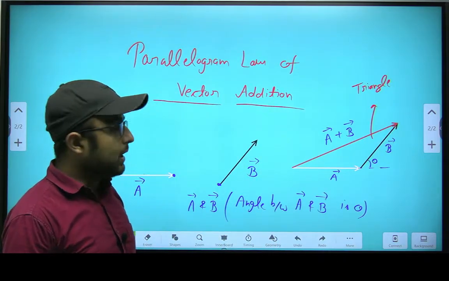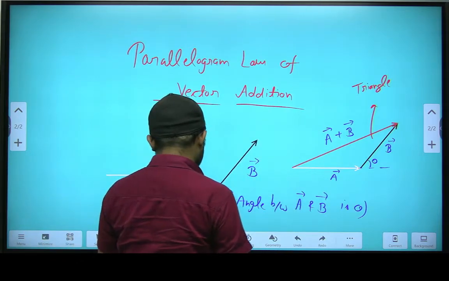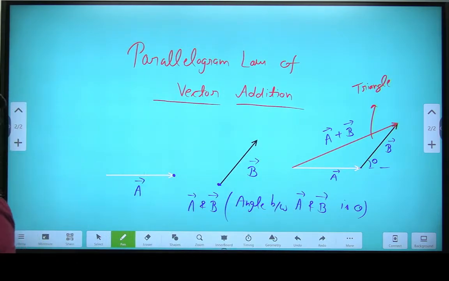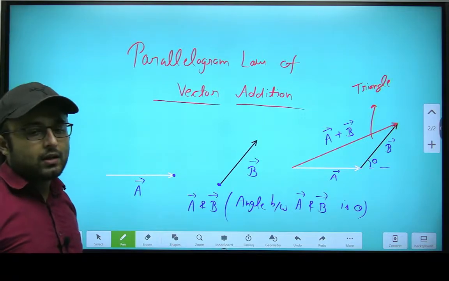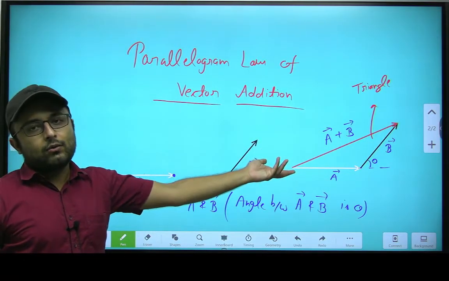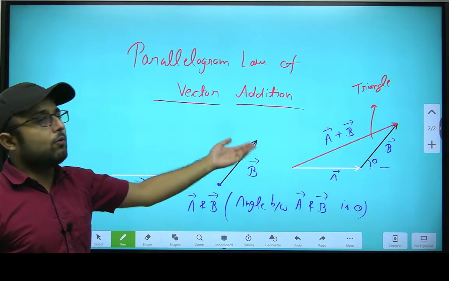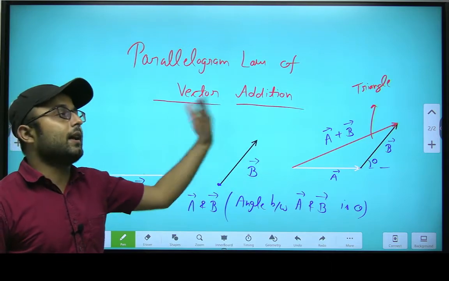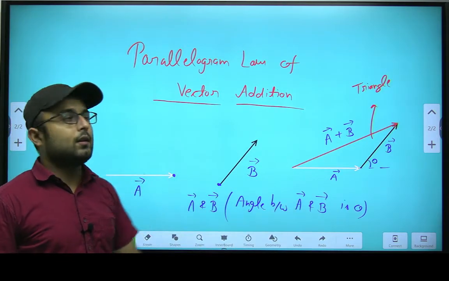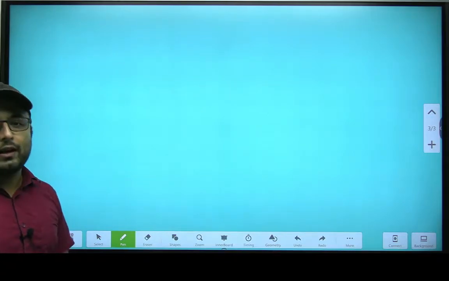If we say it, because it will form a triangle, it is the triangular law of vector addition. But if we add more than two vectors, that will form a quadrilateral, then a pentagon, then a hexagon, then a heptagon. Now we will discuss the parallelogram law of vector addition.